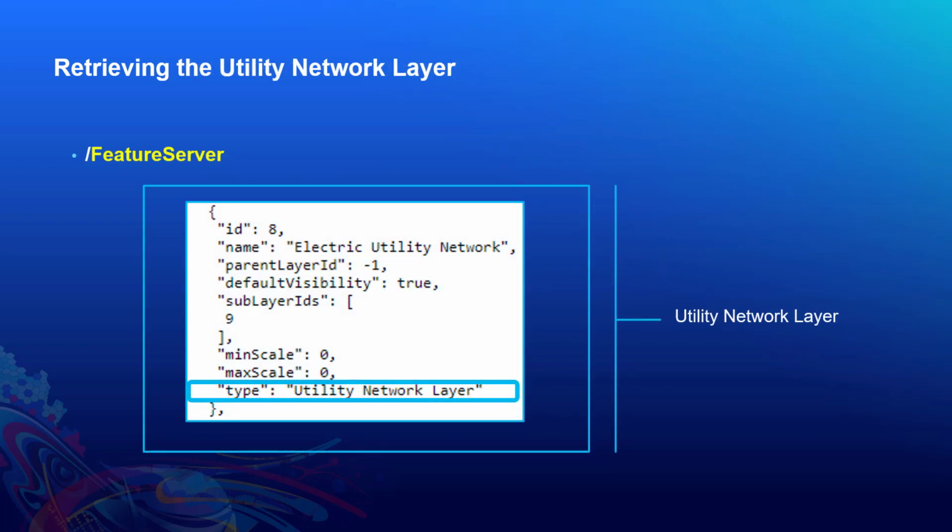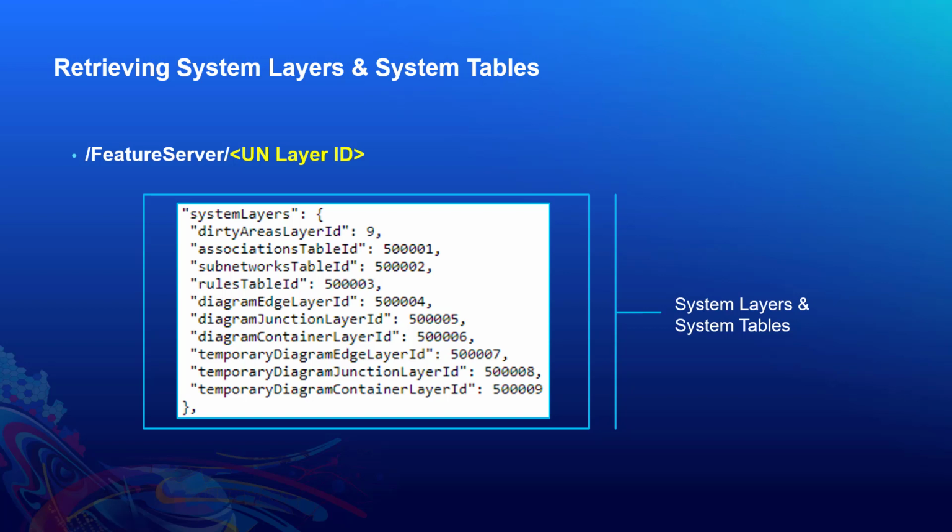The feature service root JSON contains many properties. It also contains a list of layers and tables that make up the service. In order to know if the feature service points to a utility network, simply look for a layer of type utility network layer. Once you open the utility network layer, you will get information such as the network extent and the presence of any sublayers. Most importantly, you will find a collection of system table IDs. Those are dirty areas, associations, subnetworks, diagrams, and so on. With these IDs, you will be able to query those tables as you would for any other table or layer in the feature service.